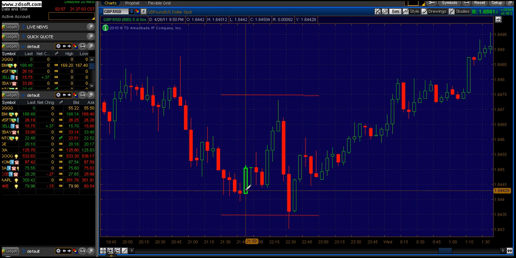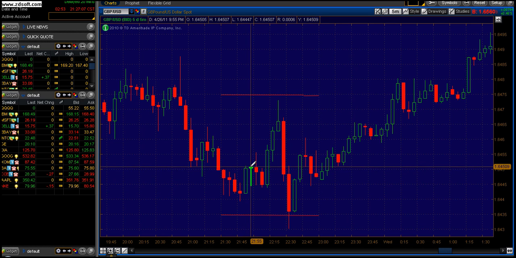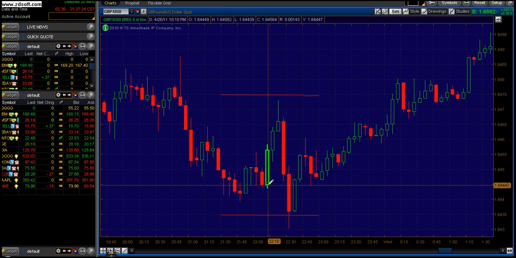At 9:50, this is our first reversal bar. At 9:55, we have a confirmation, continues in that direction. We take it for a call. End of the hour, or end of the next expiry, it finishes for a win. So this is conceptually what we are looking for.